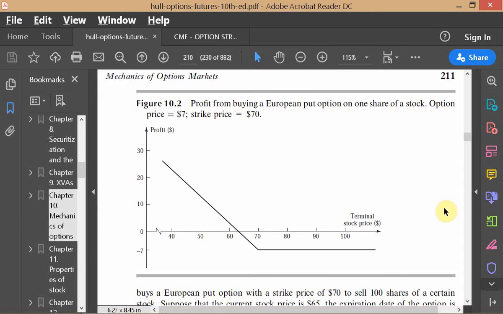Is my question clear? I'm trying to teach you a methodology. How will you analyze these graphs? You look at the graph. You see that there is a portion which is below the zero line.